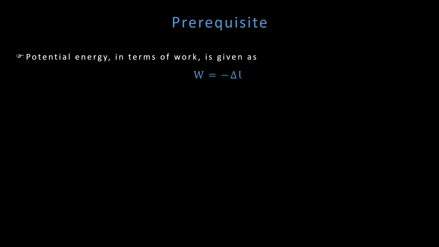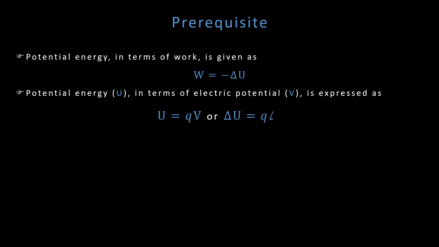To understand today's topic, we should be clear with the following points. First of all, we should know that work done is equal to negative change in potential energy. So whenever you do work, you spend your energy, and hence your potential energy decreases. If work is done on the system, then the system is adding to its potential energy. Hence, if work done is negative, potential energy increases. Delta U is positive. In terms of potential, potential energy can be given as U is equal to QV or delta U is equal to Q delta V.